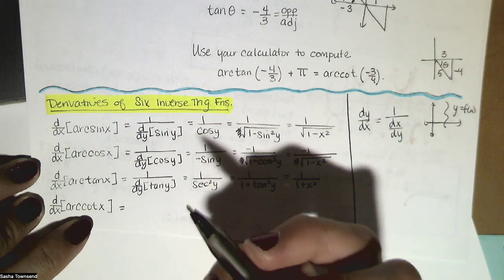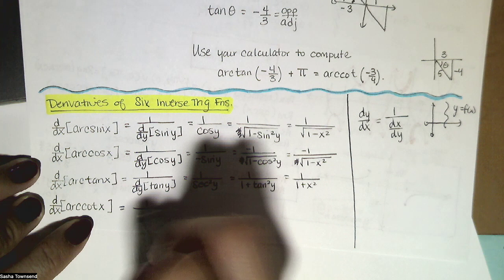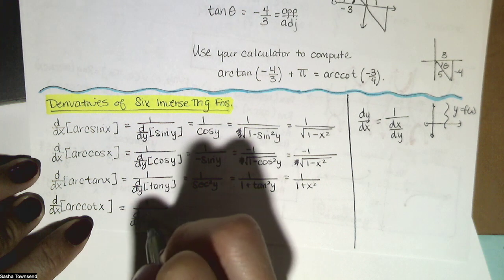The derivative of arc cotangent with respect to x is 1 divided by the derivative with respect to y of cotangent of y.